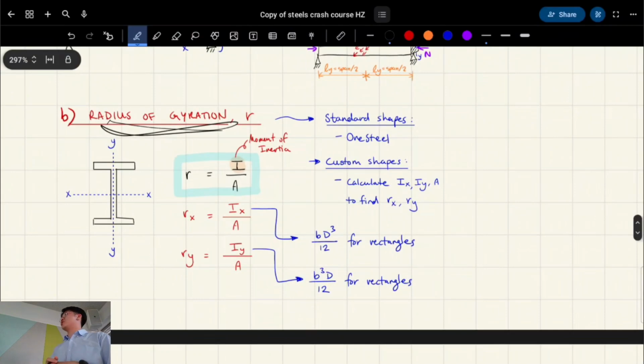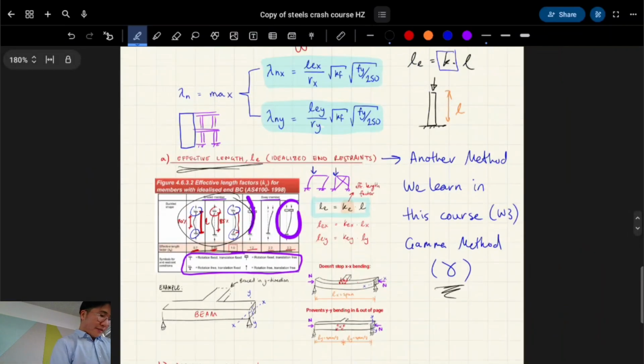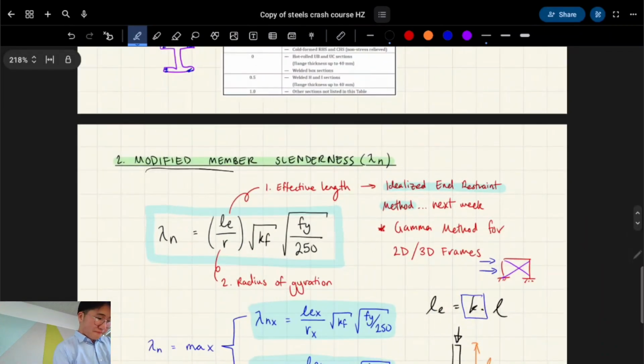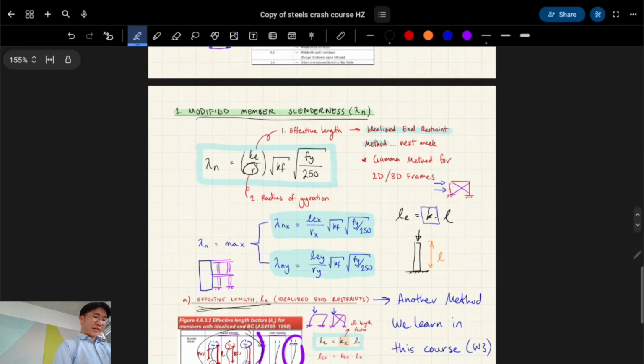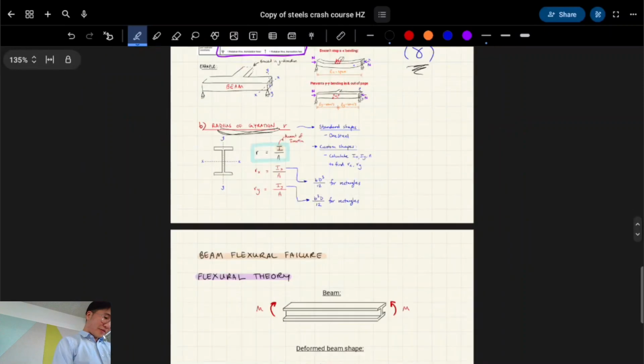Okay, radius of gyration. I talked about it a little bit earlier. There's a formula for it. It's just the number that you use to find your modified slenderness ratio, essentially. That goes here. Okay, any questions? That's pretty much all of compression.